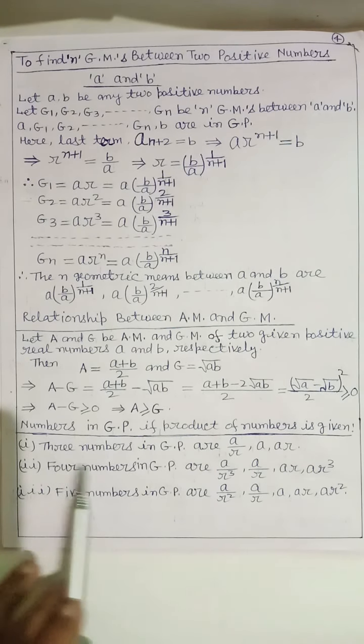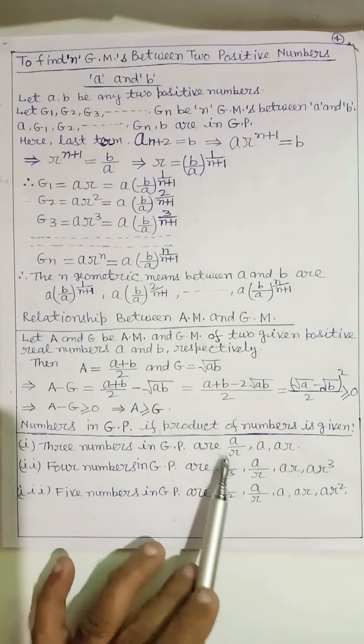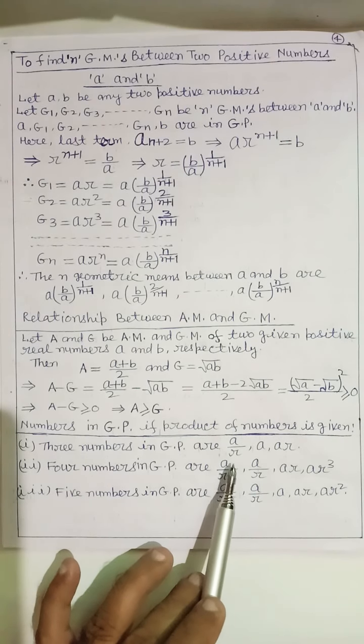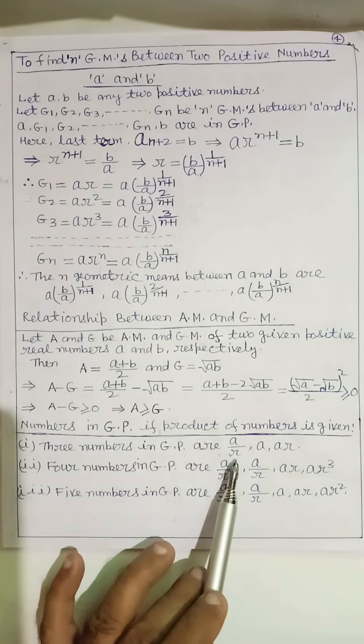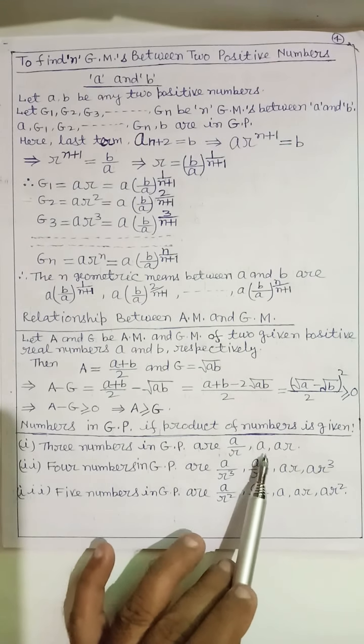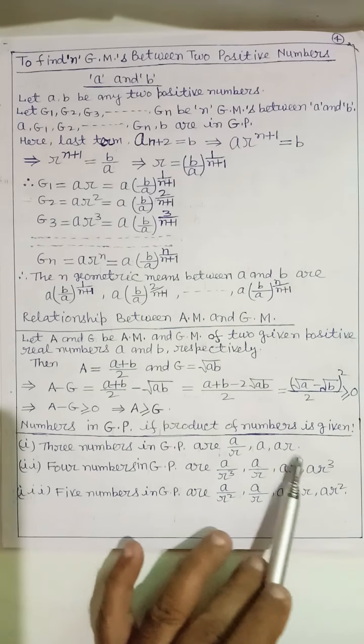3 numbers in GP are a by r, a, ar. What is the common ratio here? r. This is the first term, a by r. Second term, a by r into r, you will get a. Third term, again multiply a into r, ar.